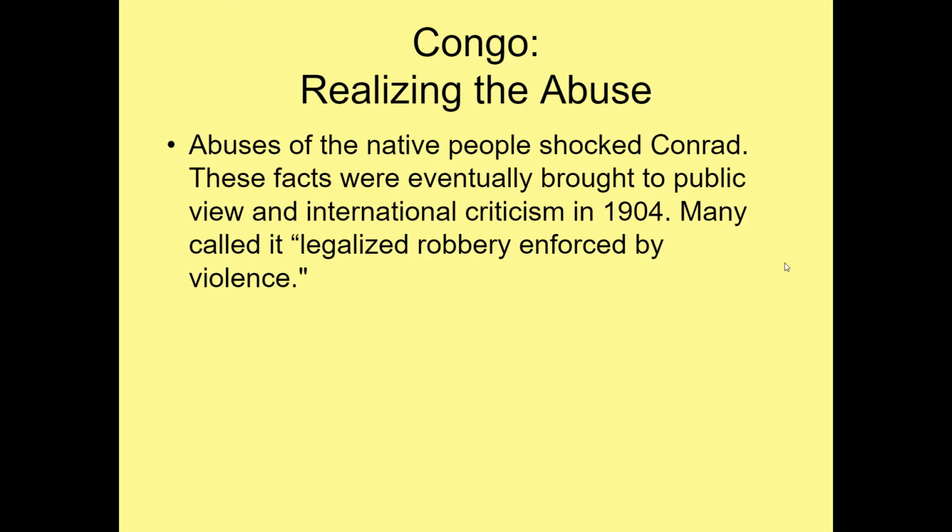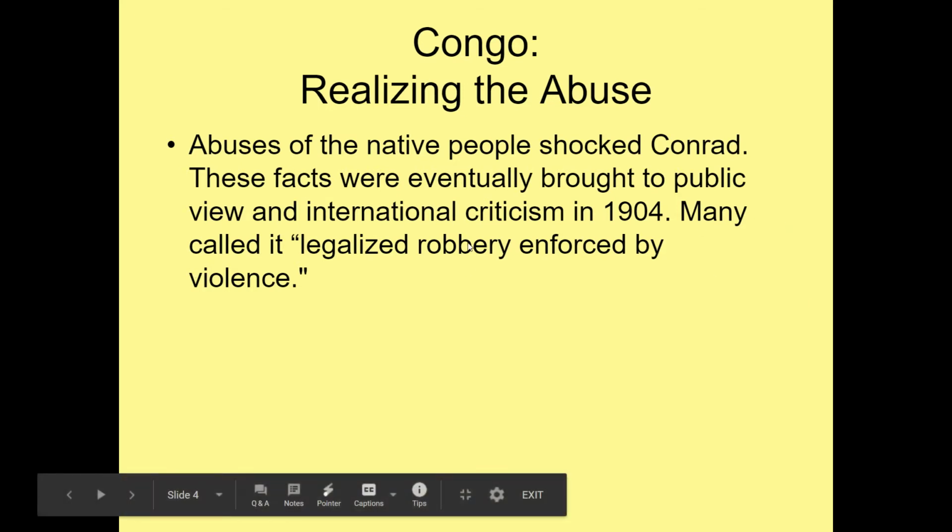So Conrad saw what was happening with the way the Europeans were interacting with and treating the native peoples there, and he was shocked by really the horrors and the abuses. And he was not the only one. At the end of the 19th, early 20th century, word was getting out, and people were becoming more and more aware of what was happening in Africa, in particular, in terms of what the European companies were doing to the people. And so many called it legalized robbery enforced by violence.